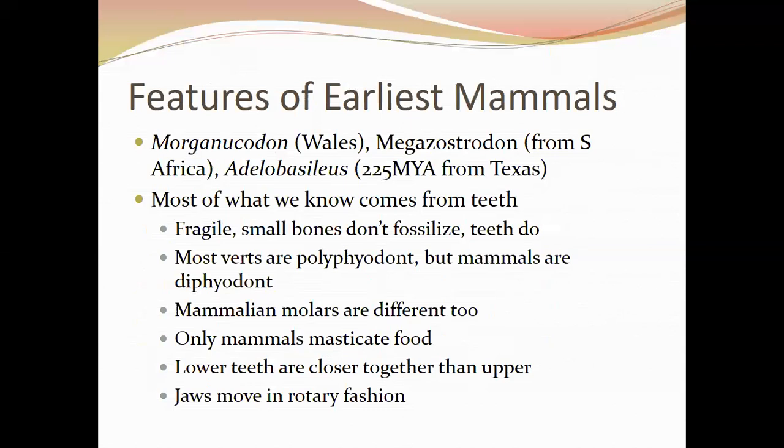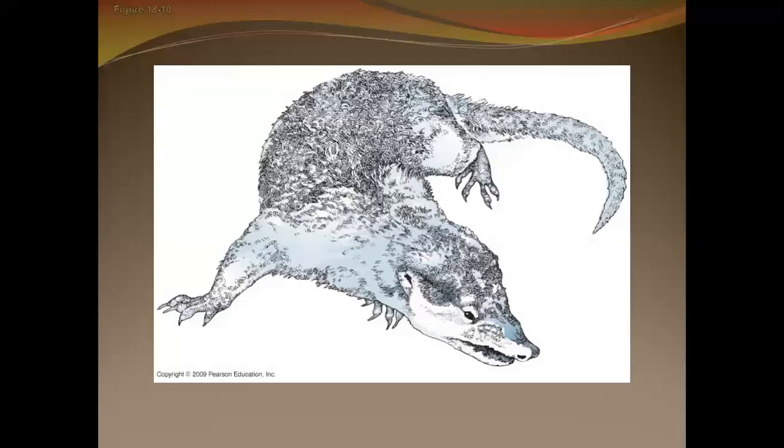Lower teeth are closer together than upper teeth, which is a modification for helping with chewing, and our jaws move in a rotary fashion, meaning that you can chew only on one side of the jaw at a time. So what do these creatures perhaps look like? Well, like this.